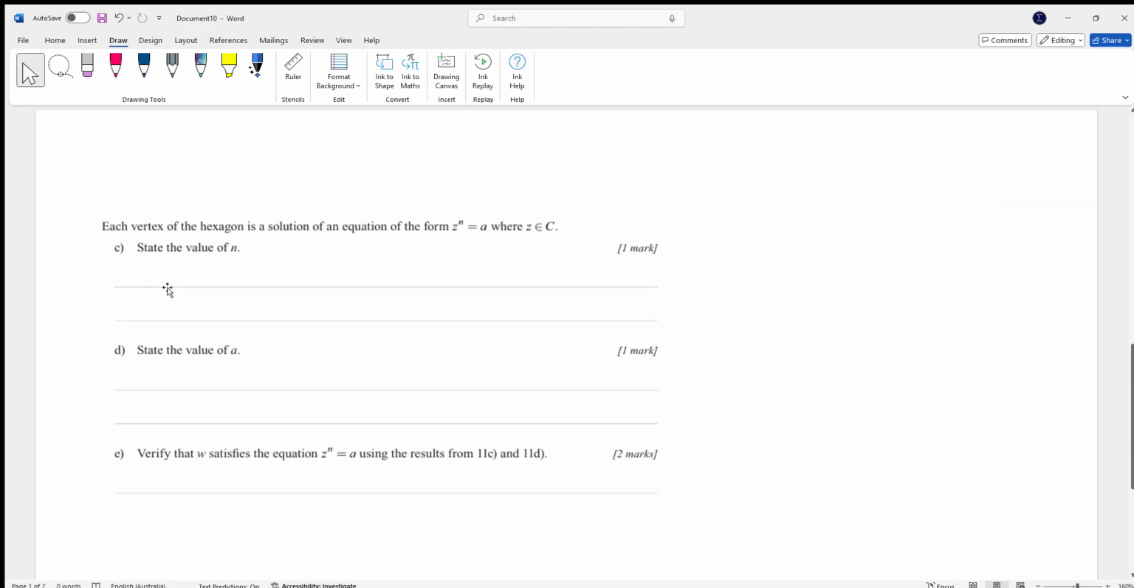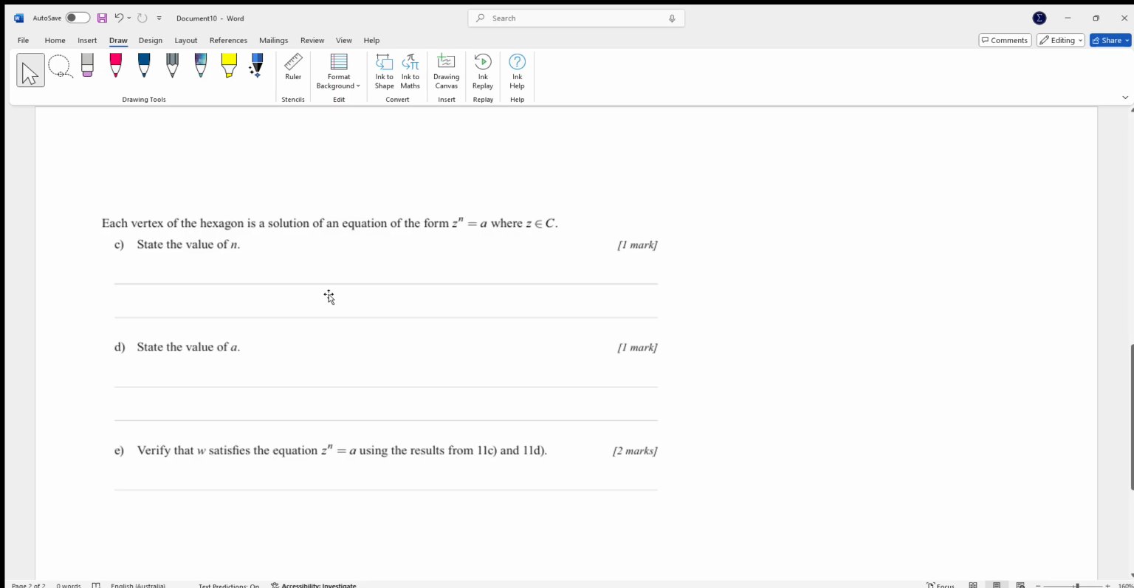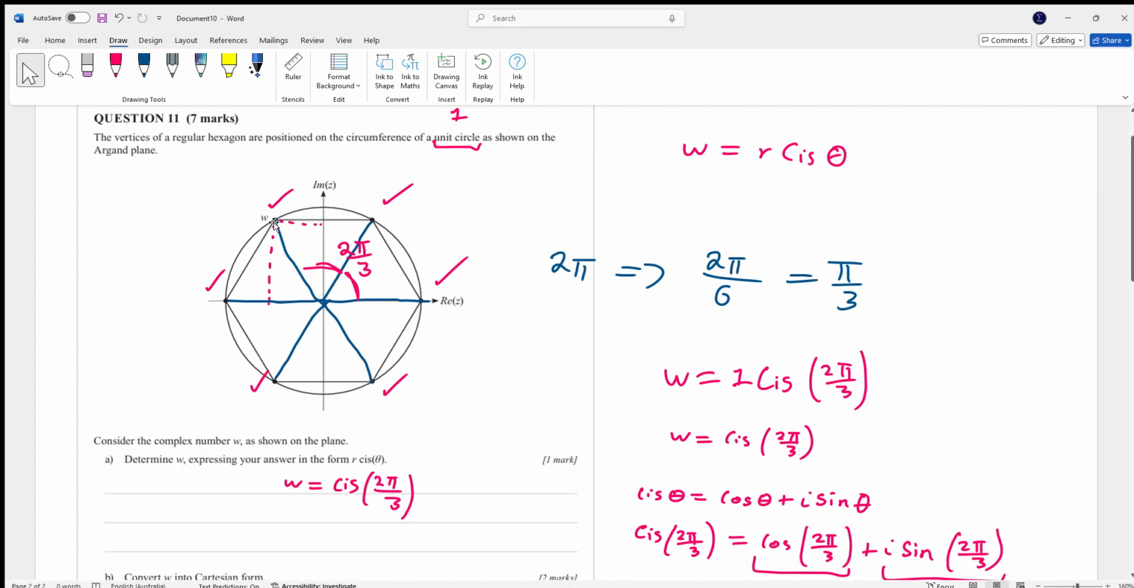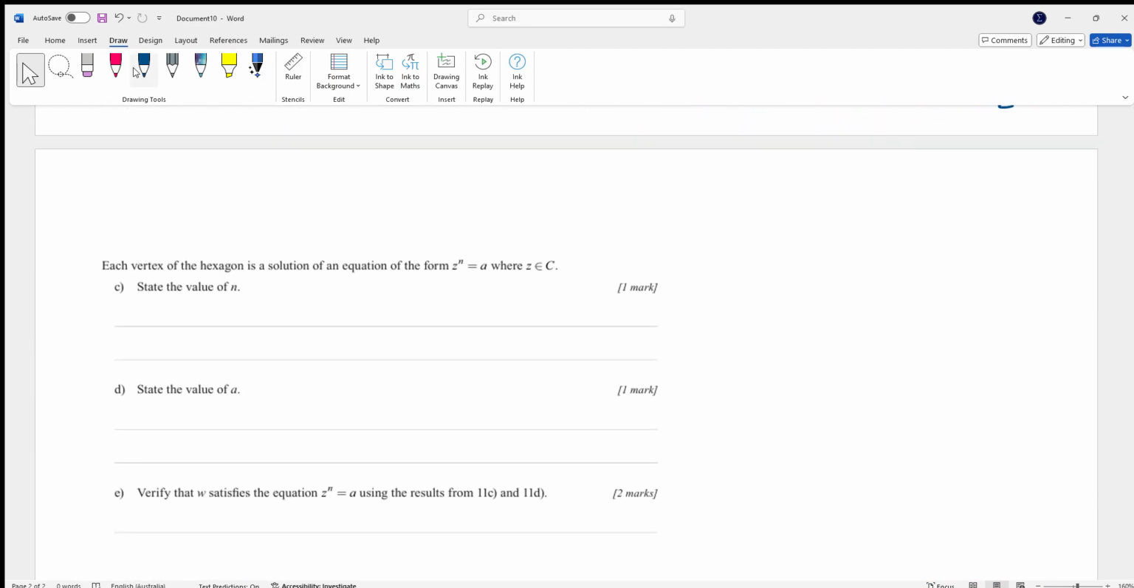Alright, each vertex of the hexagon is a solution of the form z to the power of n equals a, where a belongs to the complex numbers. State the value of n. Okay, so first of all, there are 1, 2, 3, 4, 5, 6 solutions. So this is a solution to the equation z to the power of 6 equals a. So in this case, n is equal to 6. I think that's the easiest mark anyone can get on here. So if you didn't get c, you should definitely be able to get d.